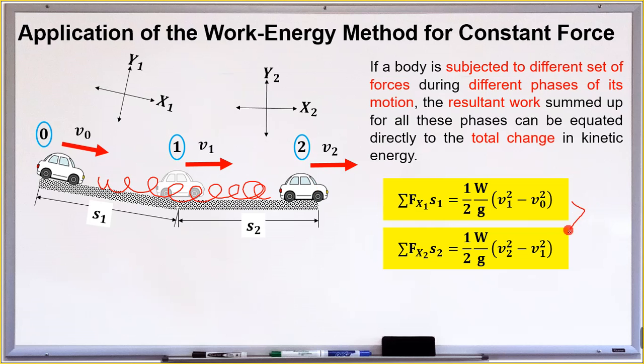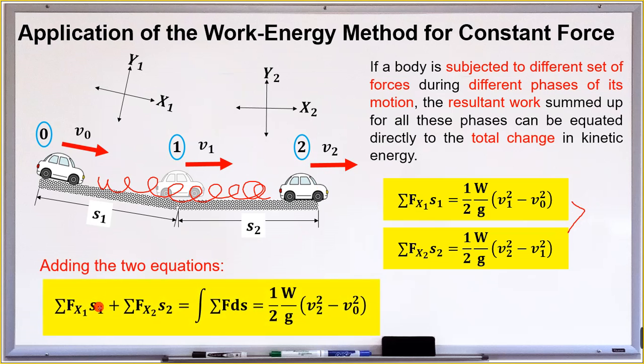If we combine these two equations, adding them, summation Fx1 s1 plus summation Fx2 s2 is equal to the integral of this one. Again, summation and integration are related; it is just another notation that can be confusing. When we add them, v1 squared, or negative v1 squared, is eliminated. What remains is the final velocity minus the initial velocity.